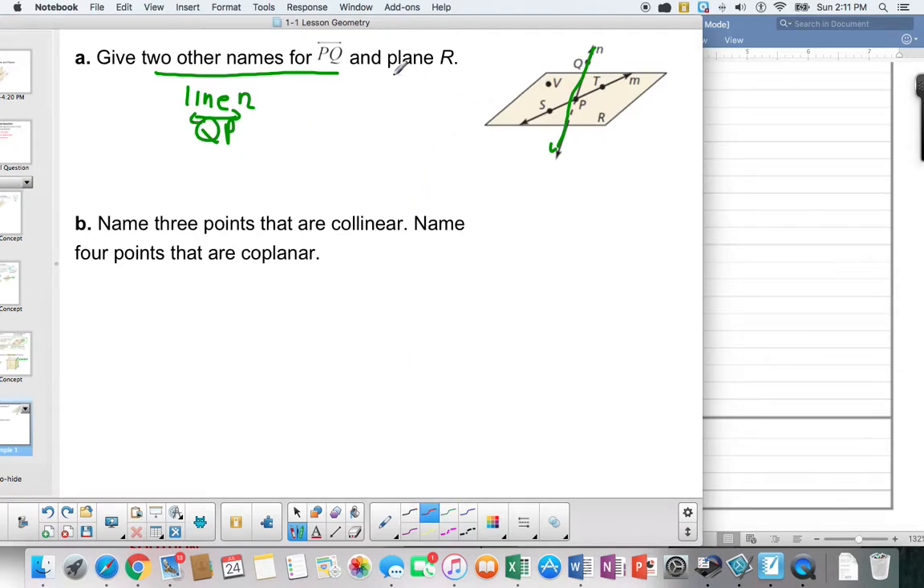Now let's talk about labeling plane R in 2 other ways. Plane R is this flat surface. As long as I pick 3 points that are not all on the same line, then that'll be okay. So I can use that one. Or I really have to keep using this letter V because the other 3 points are all on the same line. I do not use R. R is the name of the whole plane.